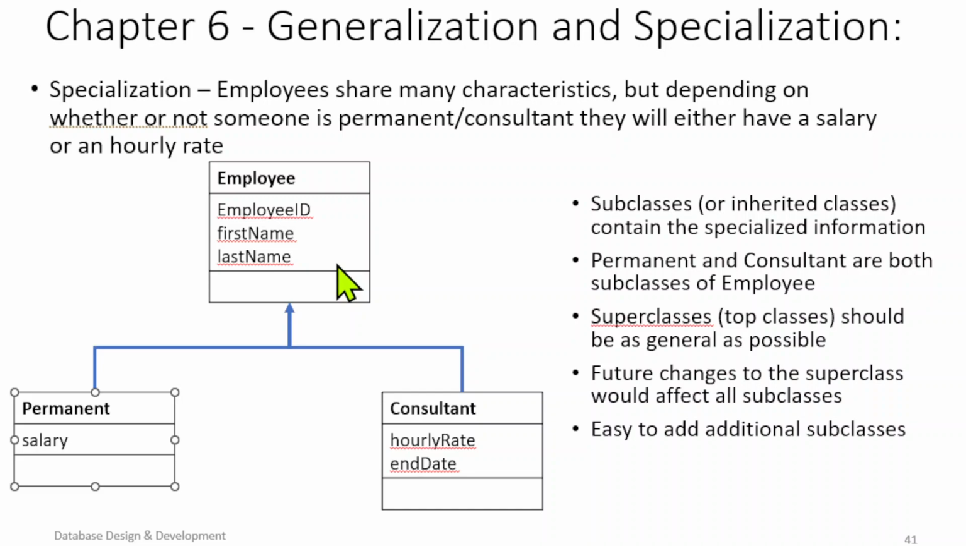And that should be kept as general as possible. The reason for that is because a change to a superclass affects all the subclasses below. It's a lot easier to keep this general and just add subclasses below it, or make changes to the subclass, than making a change to the superclass, which can affect the subclasses. So that's what you want to think about when you have a very common thing that you have to break apart, such as consultants versus permanent employees.